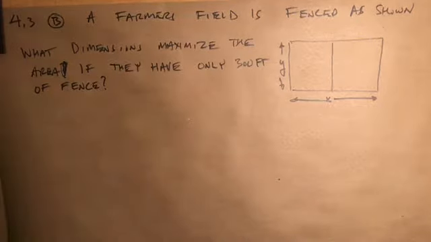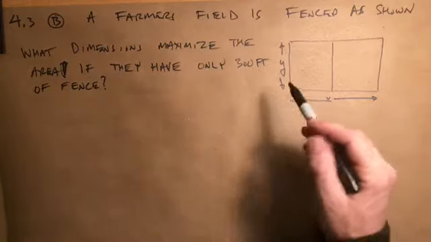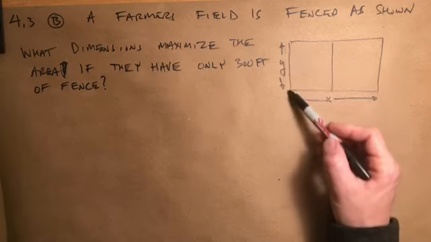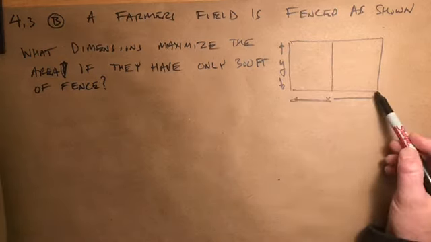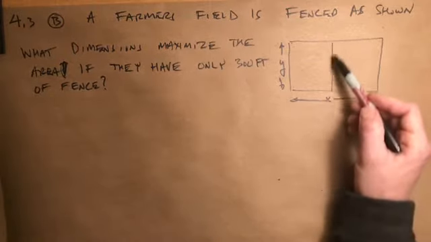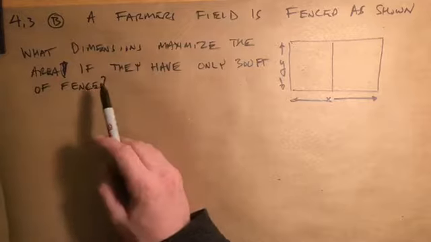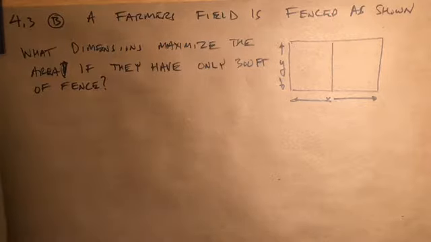All right, team. Here's our first example. This is 4.3, video B, optimization. And the story is a farmer's field is fenced as shown. And I guess I should say that this is a rectangular field. And we should note that the fences are here, along the bottom, along the side, across the top, as well as that length there. What dimensions maximize the area if they have only 300 feet of fence?